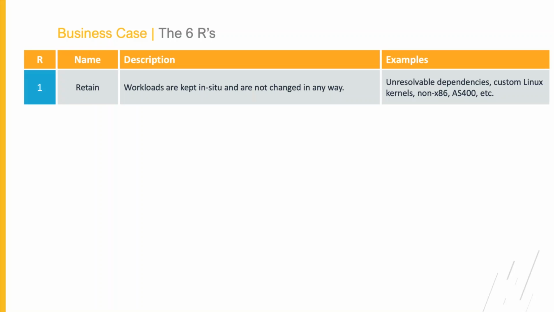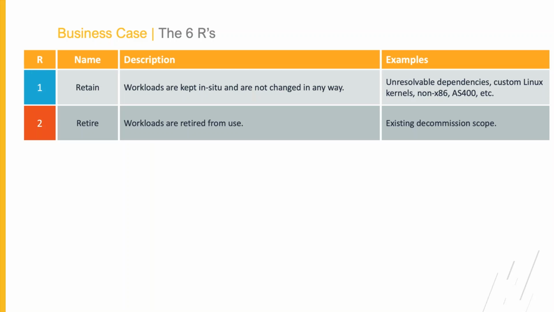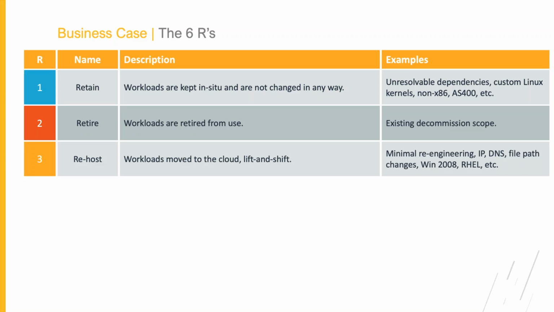So now we get to the 6 R's. What are they? I'll talk you through these and discuss how they're assessed. You've got retain, first of all. The workloads are kept in situ. They're not going to change. They stay as is. Retire, pretty self-explanatory. It's going to retire. You won't move it to the cloud, and it will not be retained on-prem either.